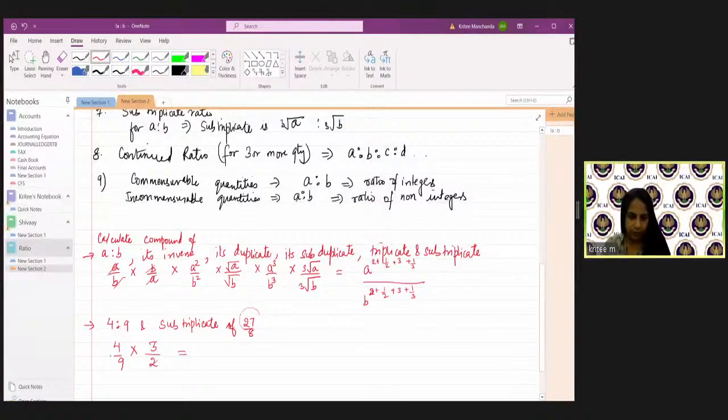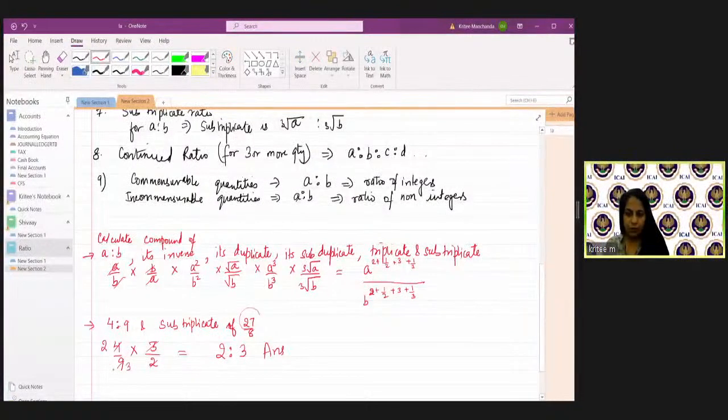Let's do it. 2 fours are 8 and 3 nines are 27. So 2:3 is the answer. That's the simpler one.